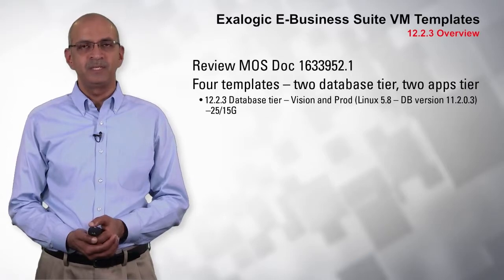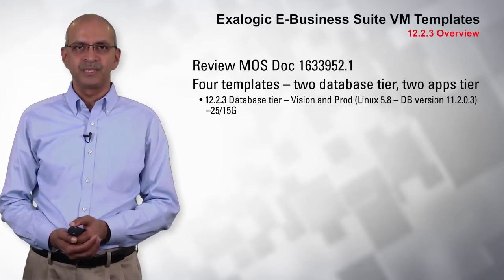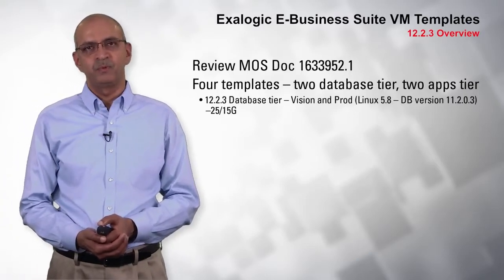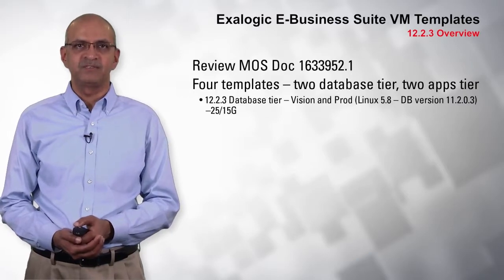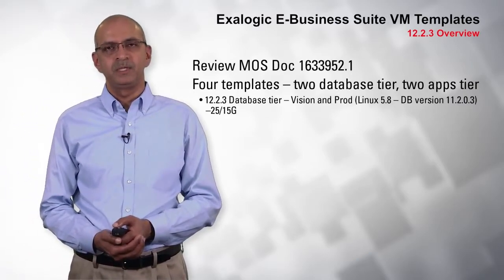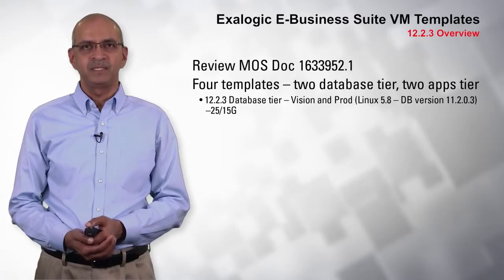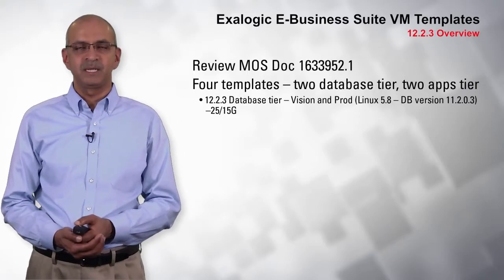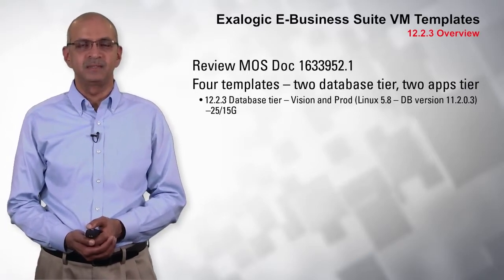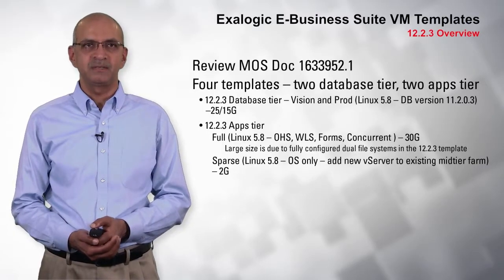There are 4 templates available for 12.2.3. There are 2 database tier templates and 2 application tier templates. Of the 2 12.2.3 database tier templates, one is for Vision and one is an empty production database. Both are based off a Linux 5.8 image, with the database version being 11.2.0.3. The Vision database template is about 25 gig in size, and the empty production template is about 15 gig in size.